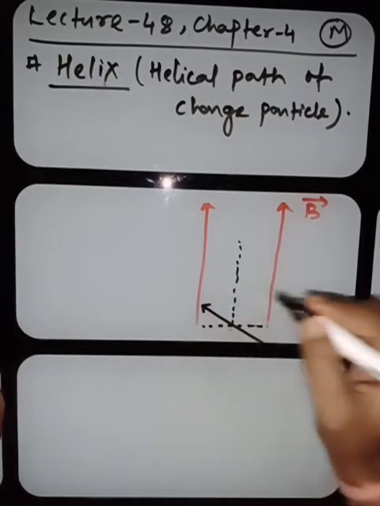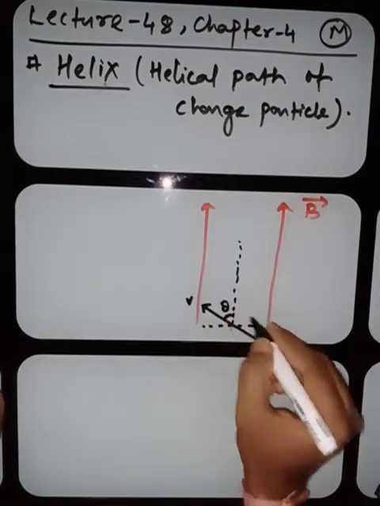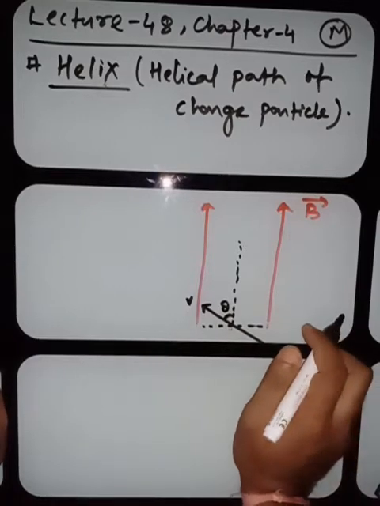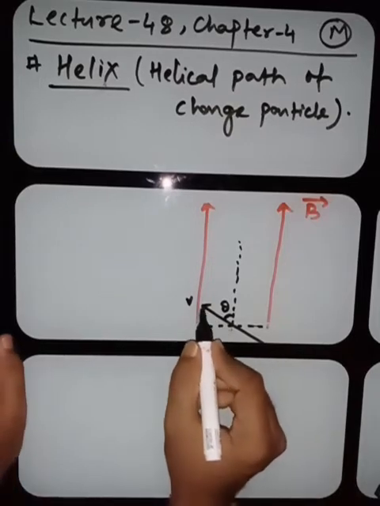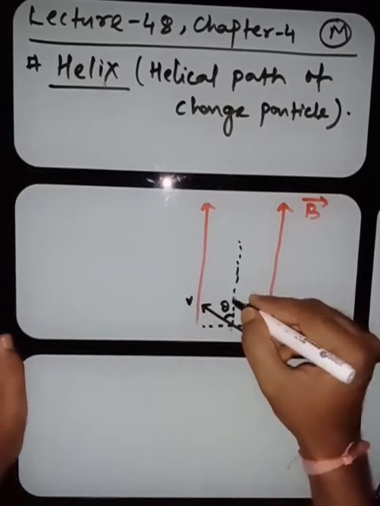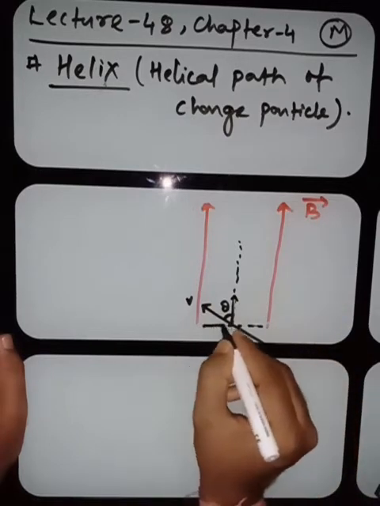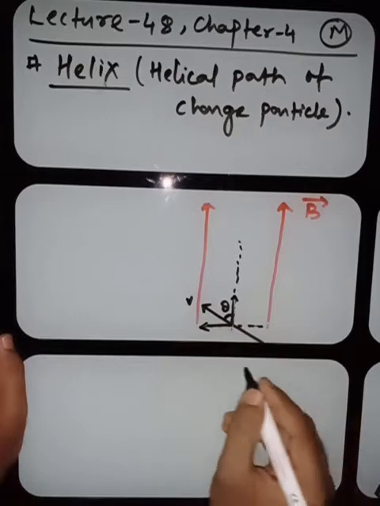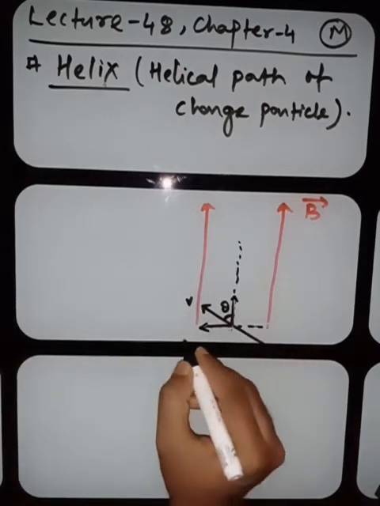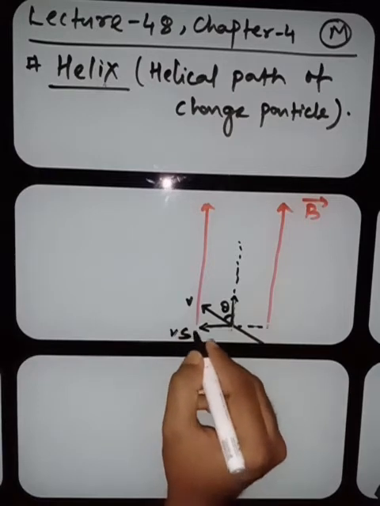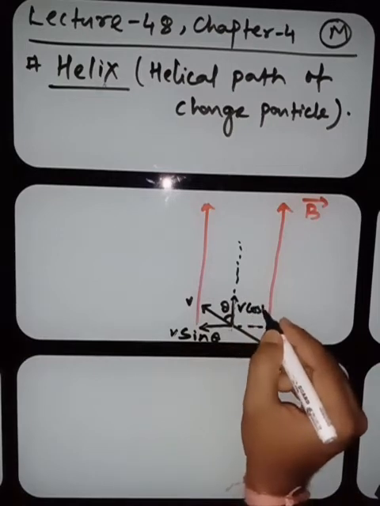This is my velocity v, and here it is making an angle theta. I hope it is very clear in my video lecture. This v will have two components: one, v cos theta, and another, v sin theta, which are the parallel and perpendicular components. This is v sin theta and this is v cos theta.